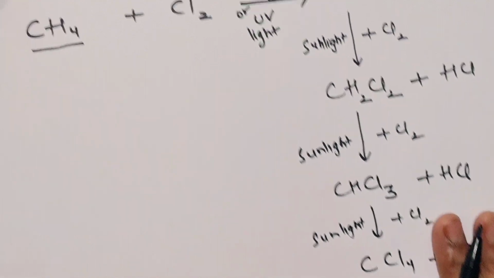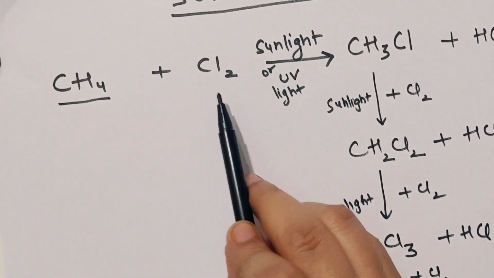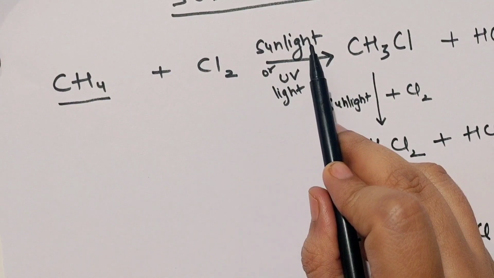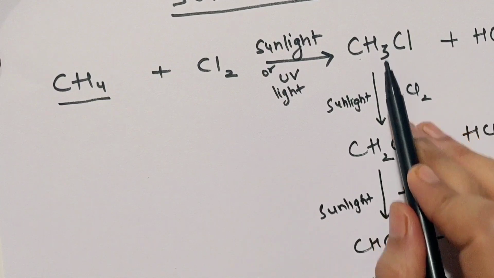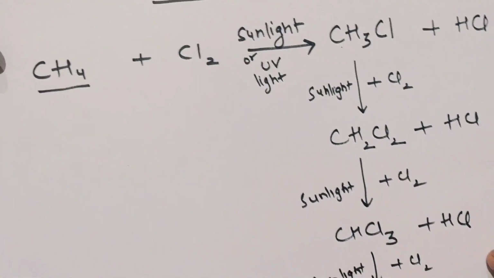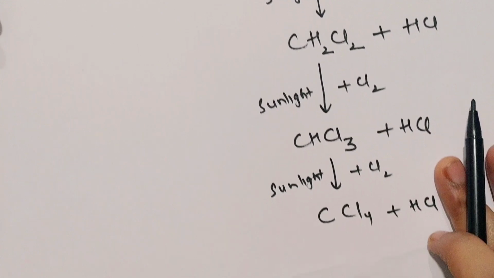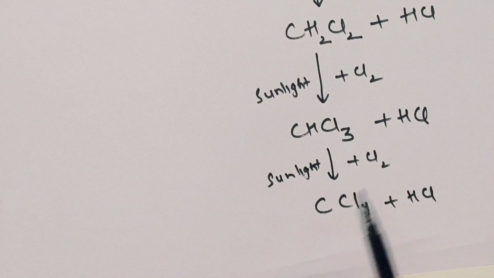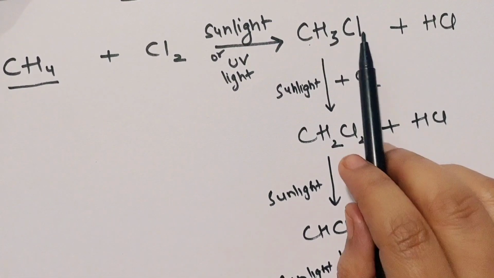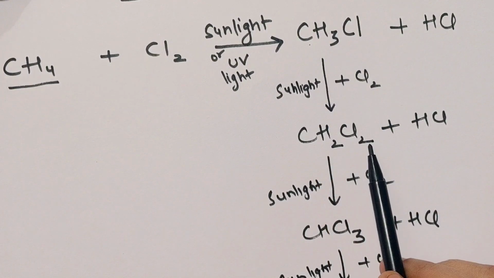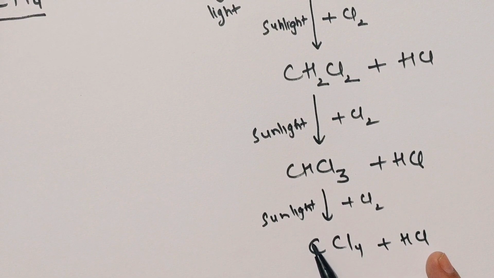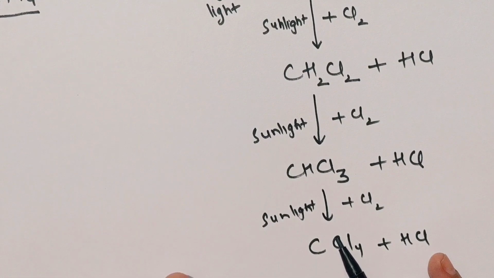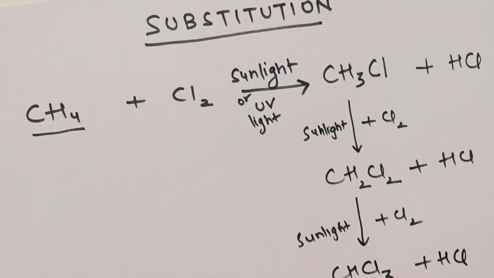Okay, so when methane is combined with chlorine in presence of sunlight or UV light, you get chloromethane. But if you allow the reaction to proceed, the reaction keeps on going until you get tetrachloromethane. Let's review the names: chloromethane, dichloromethane, trichloromethane, tetrachloromethane. Okay, that's all you have to know from substitution.